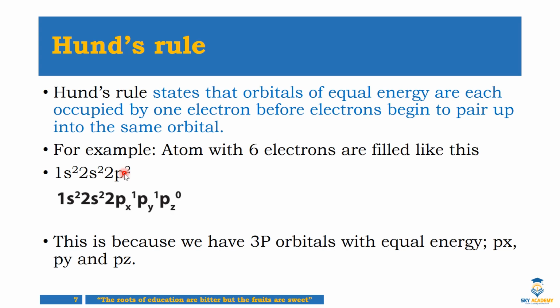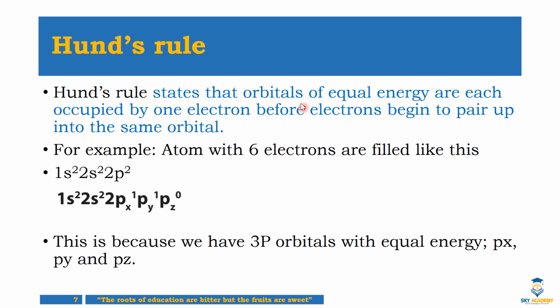That's no problem. For 1s, no problem. For 2s, no problem. But when you come to 2p, there's a problem, because the p orbital has 3 orbitals. We have px, py, and pz. I think in earlier lessons we have seen the orbitals and their shapes.